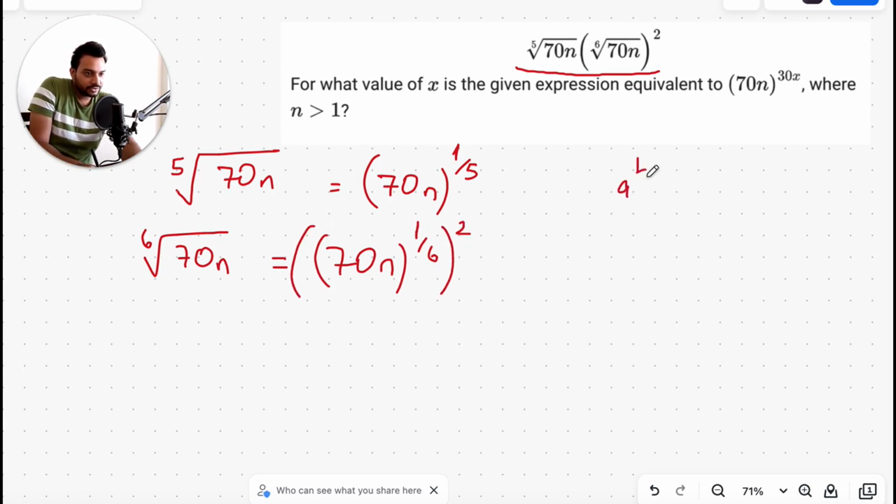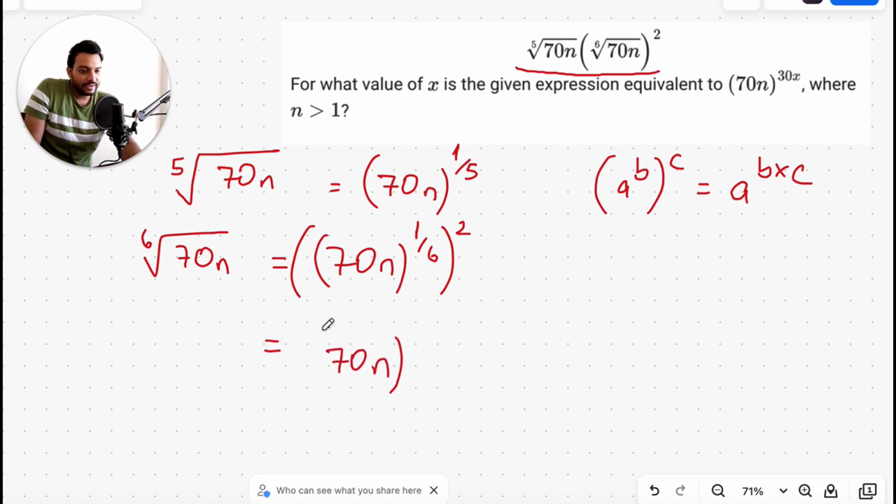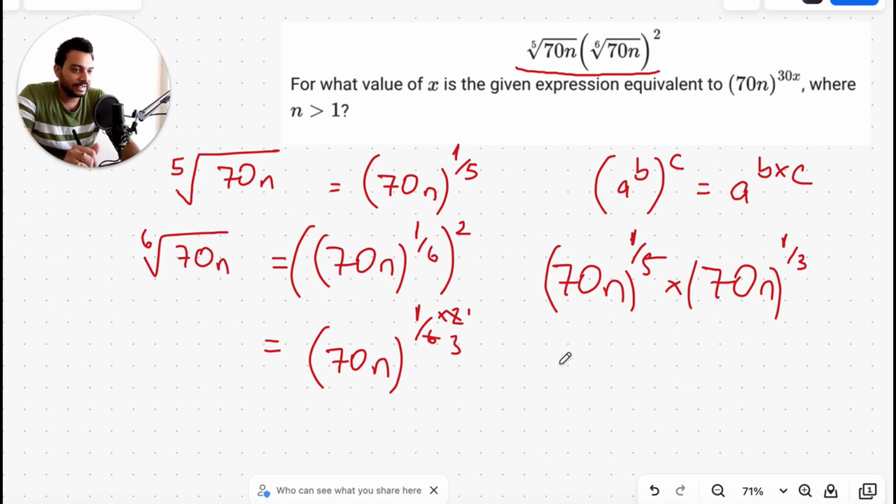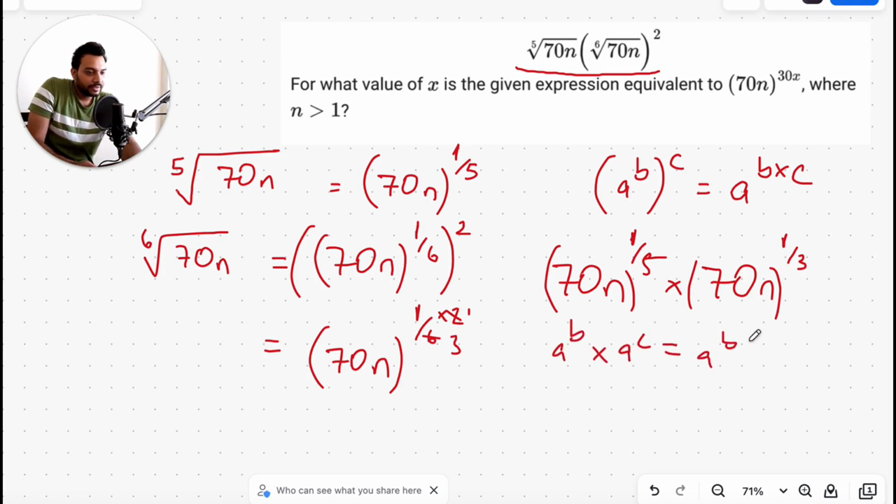So using the rule a raised to the power b raised to the power of c is equal to a raised to the power of b times c, we get 70n raised to the power of 1/6 times 2, which is 1/3. 70n raised to the power 1/3. So now what do we have? We have two terms in multiplication. First one is 70n raised to the power 1/5 multiplied by 70n raised to the power 1/3. Now a raised to the power of b multiplied by a raised to the power of c is a raised to the power b plus c. So making use of that rule, let's see what we get.